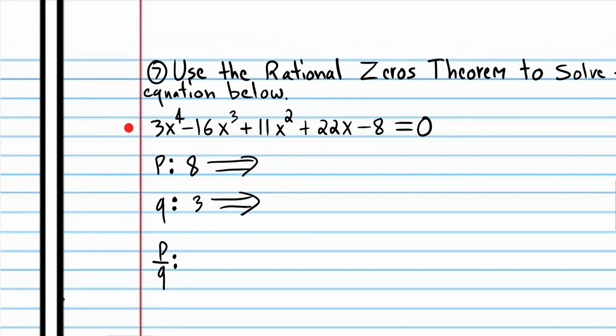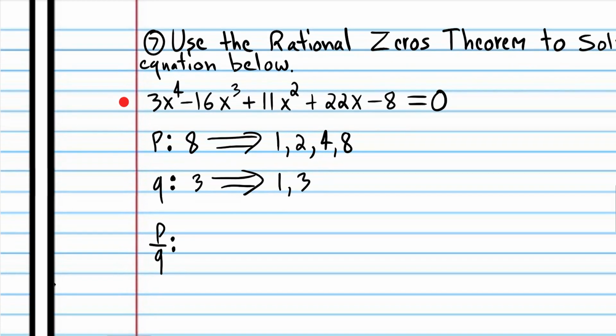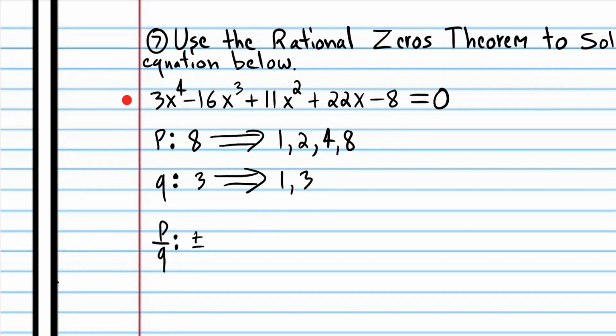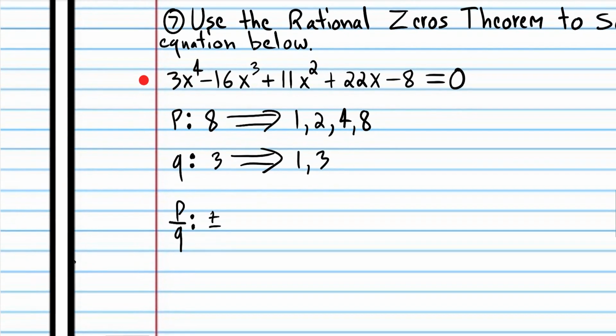So the factors of 8 are 1, 2, 4, and 8, and the factors of 3 are 1 and 3. And now we're going to find all the potential rational solutions. So 1 divided by 1 is 1. And 1 divided by 3 is 1/3.